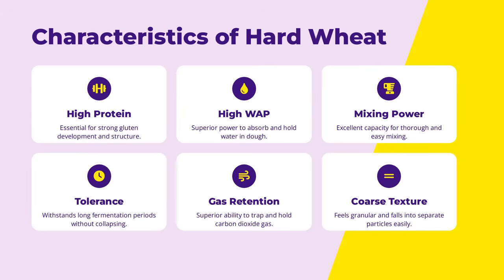Finally, the slide mentions coarse texture. Hard wheat kernels are physically harder and more granular than soft wheat. This property contributes to the production of strong flour suitable for bread making. A simple way to remember hard wheat is this: it provides strength, elasticity, and volume, which is exactly the qualities needed for good bread. Having understood hard wheat, let us now study the characteristics of soft wheat.